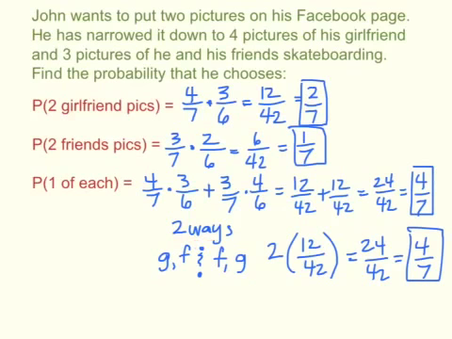Plus, and we have to add them together since there's 2 ways, or he could have chosen 3 of the 7 skateboarding friends pics times 4 out of the remaining 6 pictures, which would be the girlfriend pics. And of course, 4/7 times 3/6 is 12/42. 3/7 times 4/6 is 12/42, and altogether that's 24/42, which reduces to be 4/7. Another way of looking at it is if we can find one of them being 12 over 42, then we know that 2 of them would be 24 over 42, or 4/7.